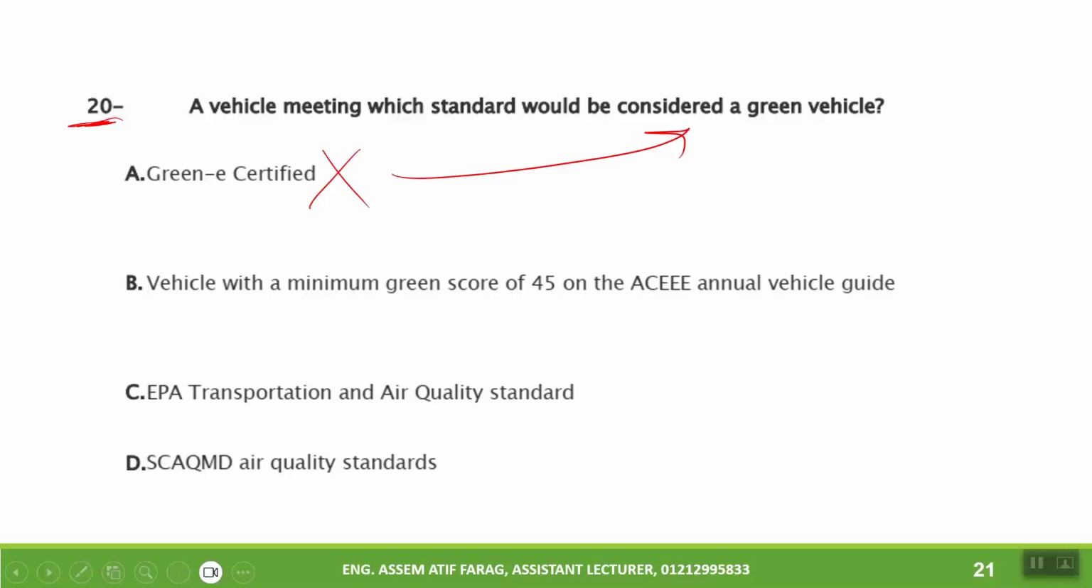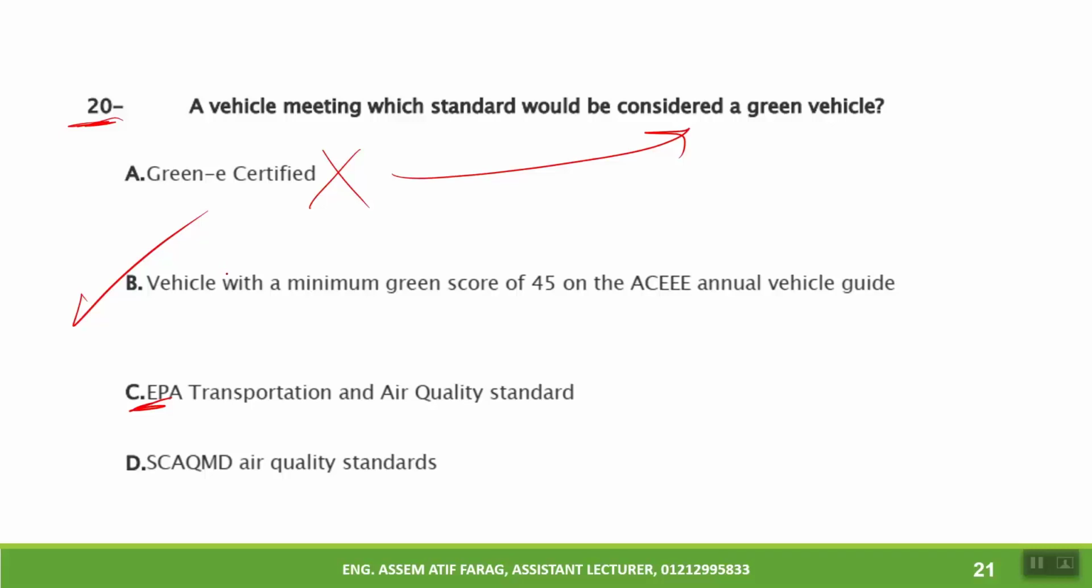For option number B, a vehicle with a minimum green score of 45 on the ACEEE Annual Vehicle Guide. Vehicles must have a green score of 45 or more on the ACEEE Annual Vehicle Rating Guide to qualify for the LEED credit. So this option is actually the best option, but let's take a look at the rest of the answers.